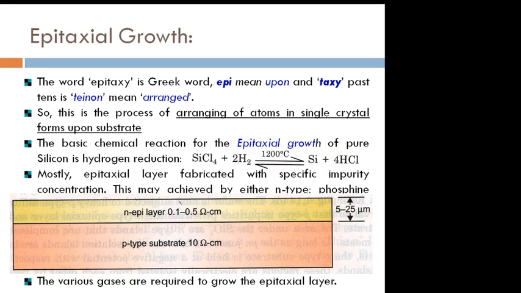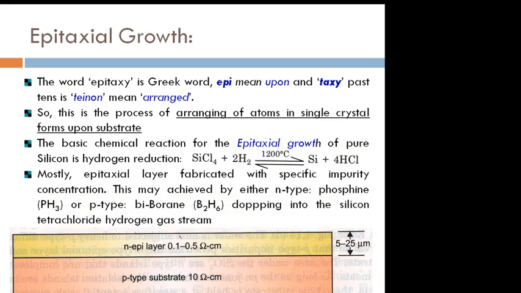Time, pressure, temperature, flow rate, and the flow rate of both the precursor and the flow rate of the impurity. Okay, so this will decide the thickness of the layer.